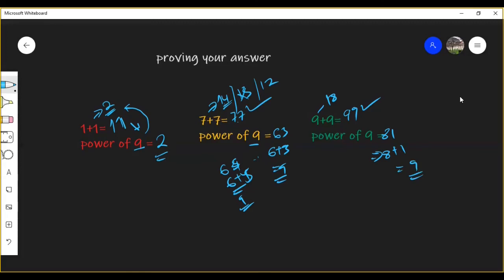How about if someone said that 9 plus 9 is 17? If you do the calculation and subtract it, you will get 82. And 82, 8 plus 2 doesn't equal 9. So therefore, this one rather equals 10. So that means this is wrong.